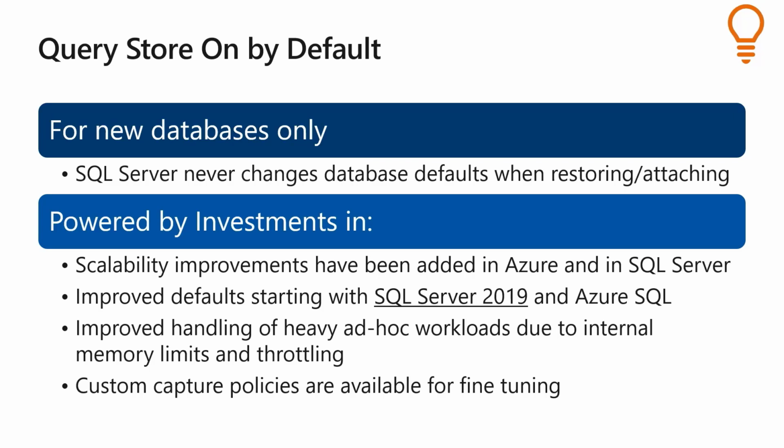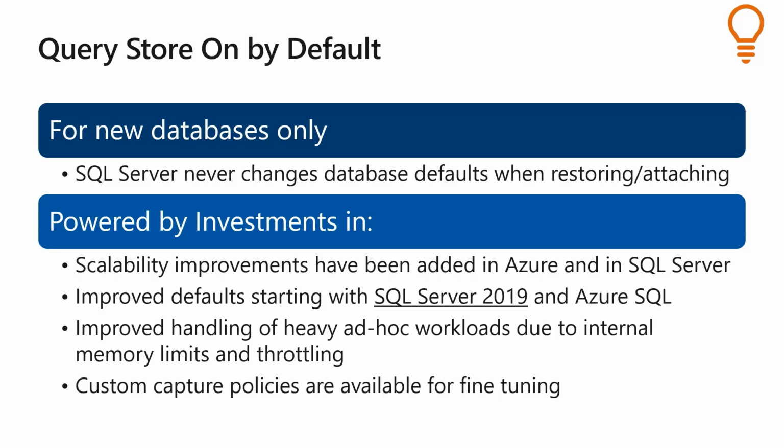Starting with SQL Server 2019, we now have better defaults as the capture mode has been changed from All to Auto, and the max size has been changed from 100 megabytes to a gig. And with Auto, we start capturing the query details when we hit any of the following thresholds: 1 second for a compile, 100 milliseconds for the execution CPU time, and 30 executions for the execution count.